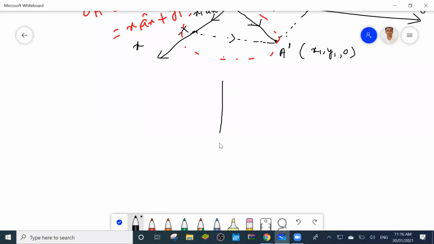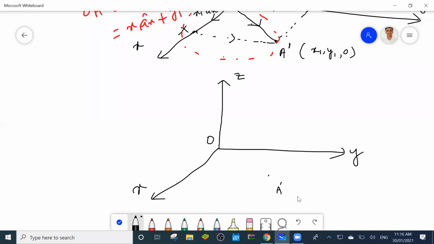Listen. This is a 3D rectangular coordinate system. So this one is O. Suppose this point is A dash. Since this is x, this is y, this is z, in the xy plane the z value is 0. So I can write, suppose this coordinate is x1, y1 and 0. Is it clear?